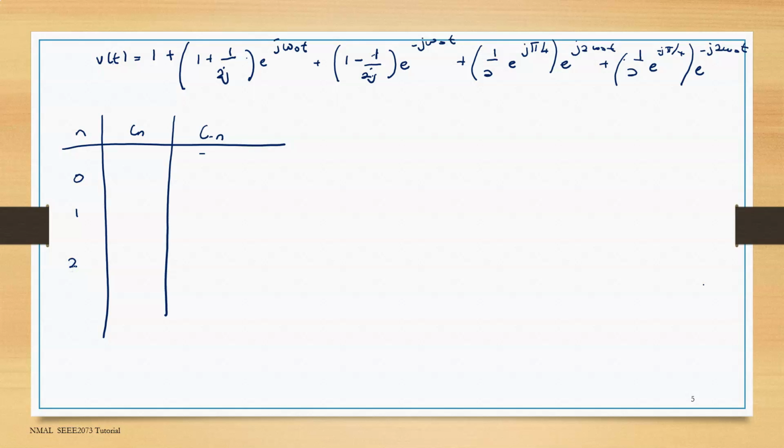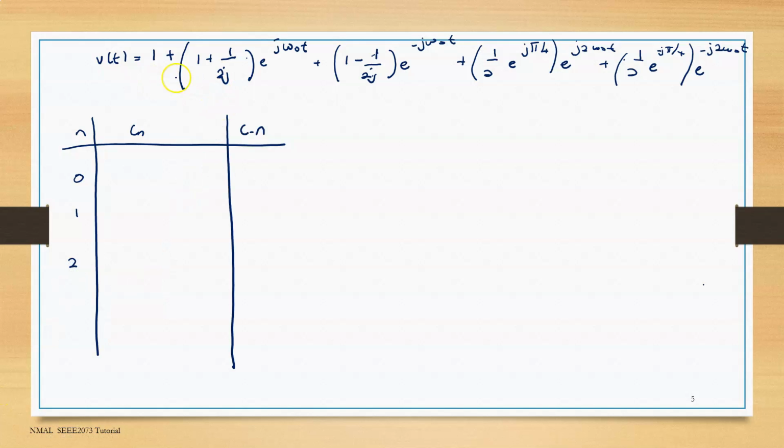For the equation here, we put the value when n equals 0, cn equals 1. There's no value for c negative n. For n equal to 1, which is this part, we put 1 plus 1 over 2j. So this one is actually 1 minus j over 2, because 1 over j is equal to negative j. So this is basically a rectangular number.